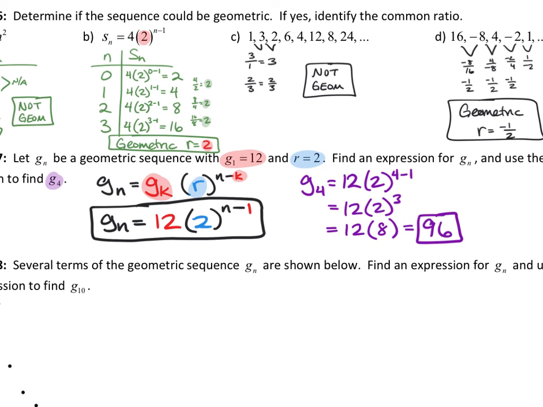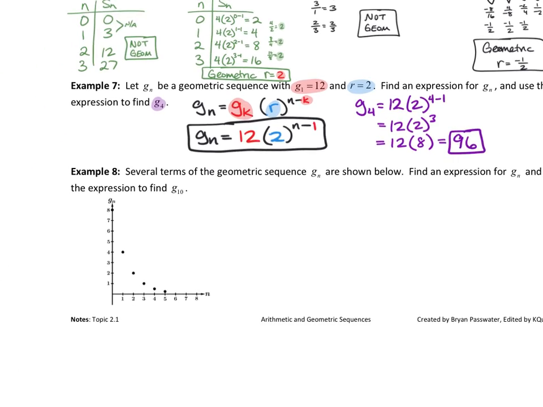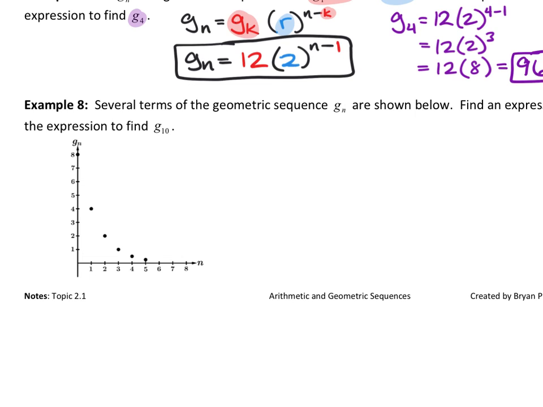I want to leave example 8 for you to try right now. It's very much like the arithmetic version we had where we were given the graph, so you have an example to see. But I want you to write the geometric sequence shown and then find G sub 10. I will say you probably will need to use your calculator to do G sub 10. I did. Not gonna lie.